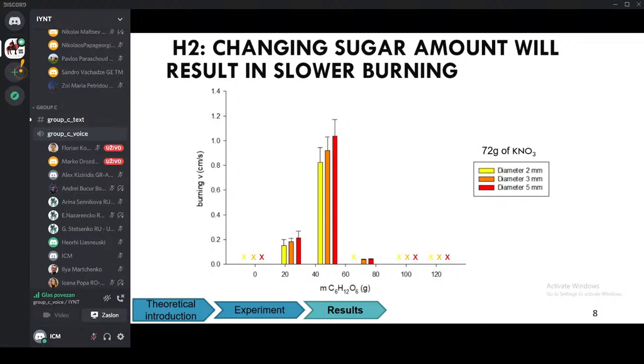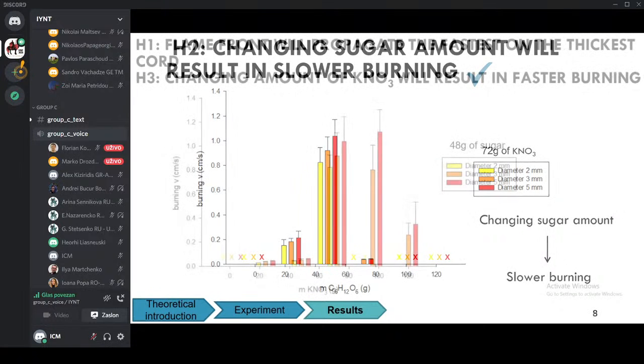Fuses with less sugar had too little sugar to burn, and those with more sugar had too much of it. We can also see that the burning speeds are the highest with the thickest fuses. Some bars are represented with X's, and that means that they were negligible. That happened because the core just burned out because of the amount of heat from sugar, and that heat had no time to transfer. With this graph, we can confirm my hypothesis that changing the amount of sugar will slow the burning down.